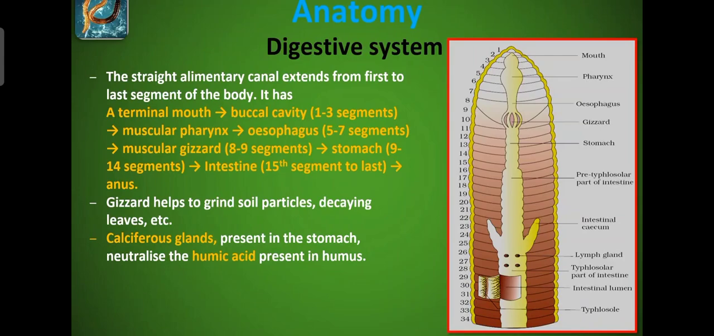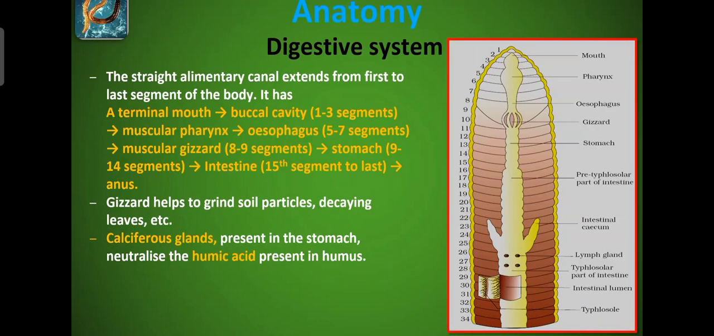After that you will see the stomach, which is from segment number 9 to 14. Then after 14, from the 15th to the last segment, the long intestine is present, and at the last, the anus is present. In the last segment the anus is present. So these are the parts of the digestive system.